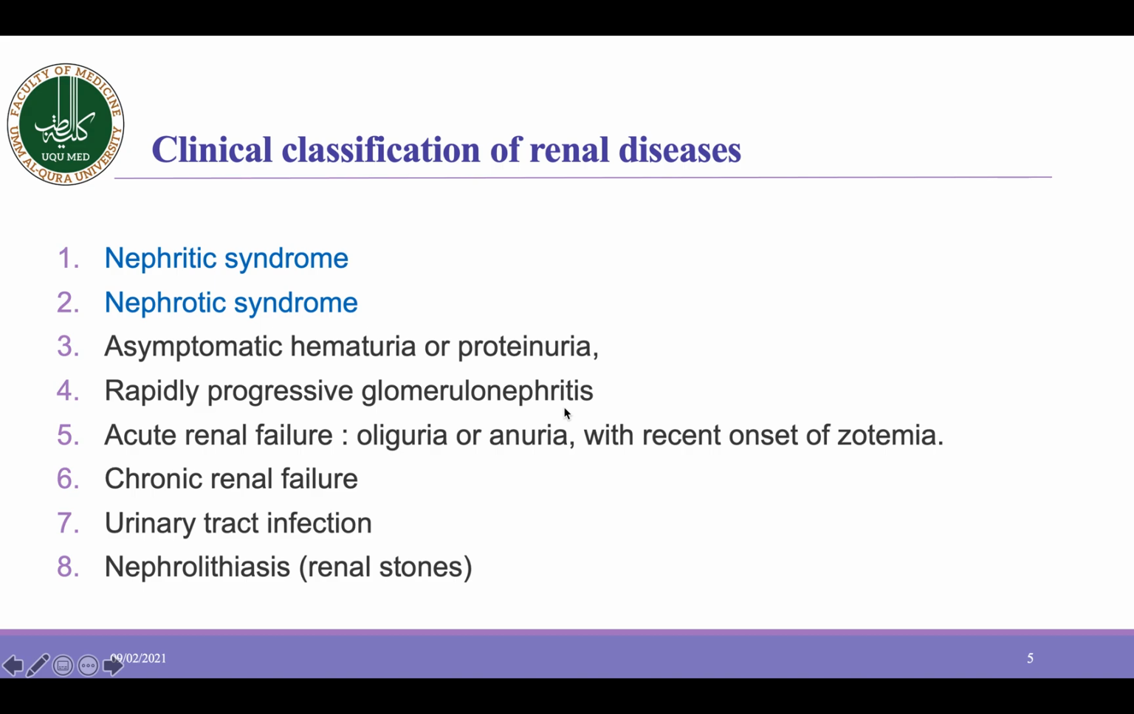Rapidly progressive glomerulonephritis is a little bit confusing term, but what does it mean? It means that the patient typically presents with nephritic syndrome. However, the patient progresses quickly to acute renal failure. So this is the meaning of rapidly progressive glomerulonephritis. The patient presents first with nephritic syndrome, but in a few days or few weeks, the patient progresses to acute renal failure. Usually, rapidly progressive glomerulonephritis is related to a pathological finding, which we call crescentic glomerulonephritis.